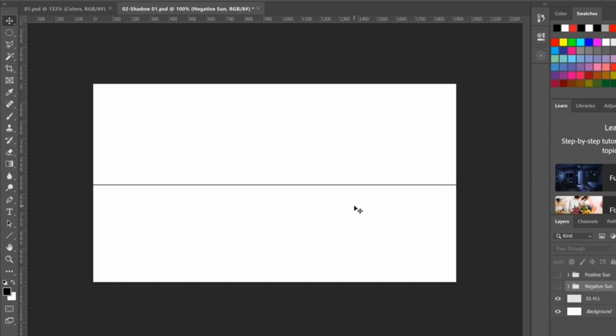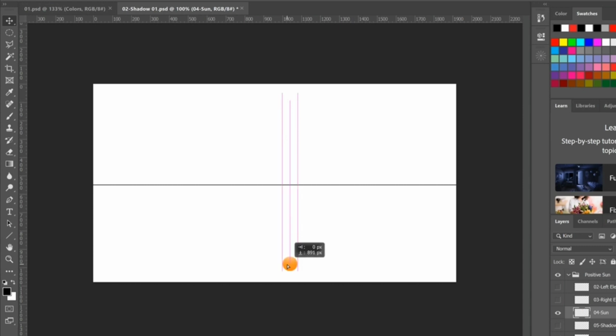So we said we have different types of shadows. The first type we want to work on is called positive sun. The reason why this type of light source is called positive is that whenever your sun is above the horizon, no matter where exactly, it is called a positive sun. Another type that we want to work with is negative sun. It is because the sun is below the horizon line. In this case, the sun can actually be behind your subject.